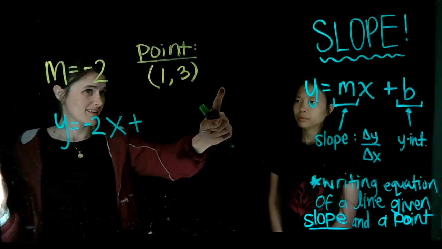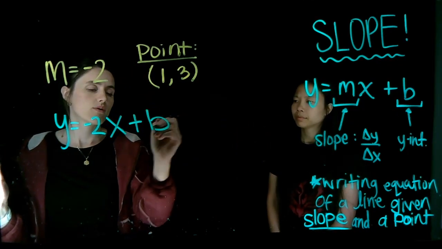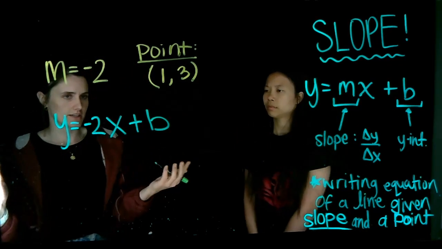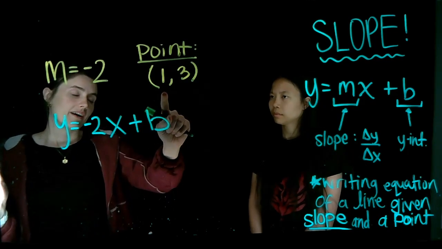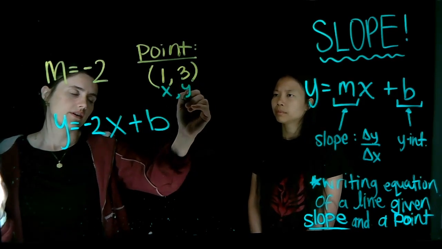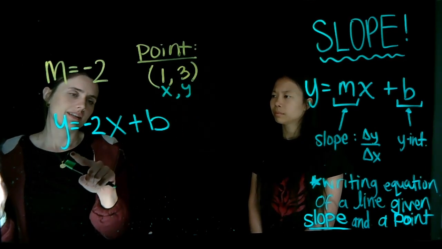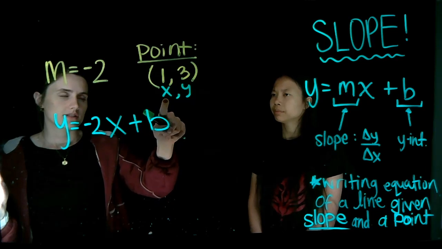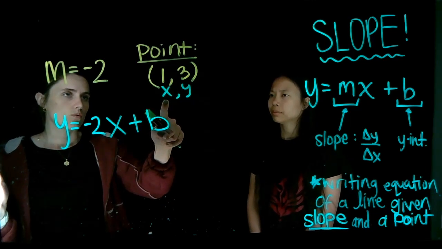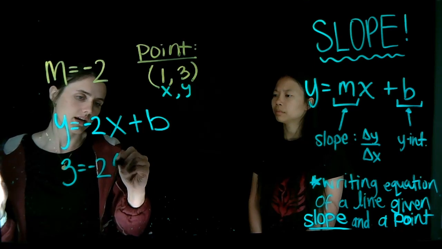But since we're not given our y-intercept, we're just going to leave it as b because we don't know what it is. And we want to figure out what b is so that we can actually write the equation. But we have been given a point here, and this point has an x value and a y value. And so we can take this 1 and this 3 and plug it into this equation and solve for this missing b. Anywhere that there's an x, we'll replace it with 1. Anywhere that there's a y, we'll replace it with 3. So we'll have 3 equals -2 times 1 plus b.